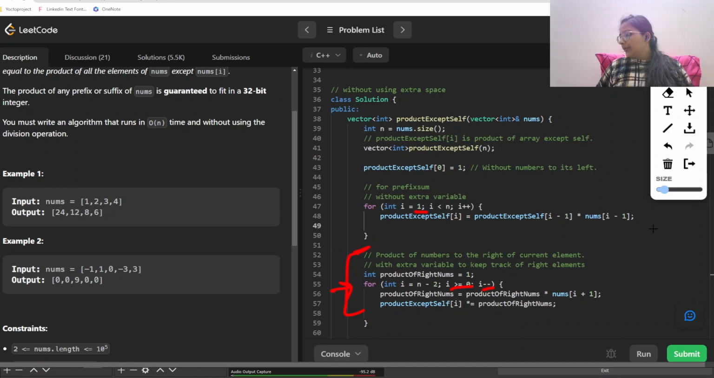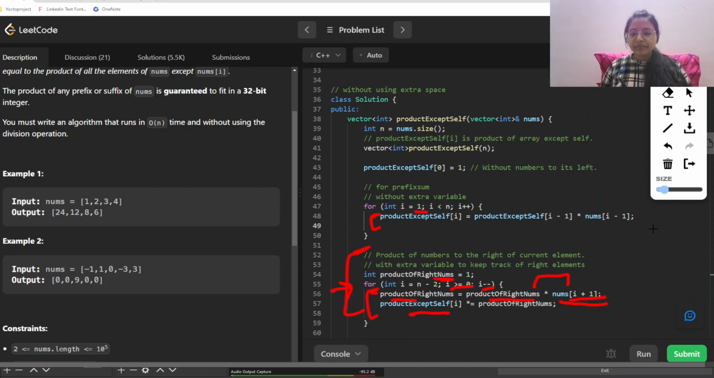Now here, product of right num equals product of right num into nums of i plus 1. Basically we are using whatever was stored in this variable and multiplying it with this, and every time the value of this variable changes because of this operation. Then using this variable, we directly multiply with the answer. We are doing the same thing as here; just for more clarity, I have separated it into a variable.